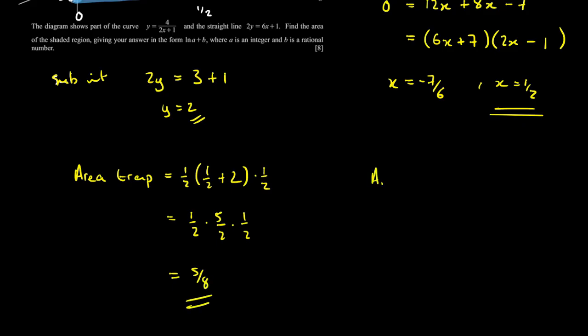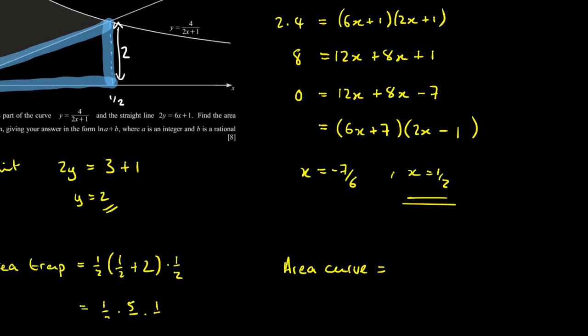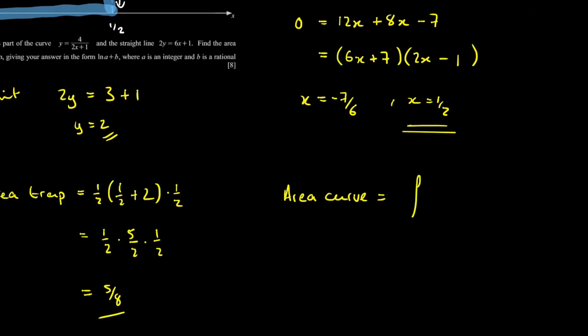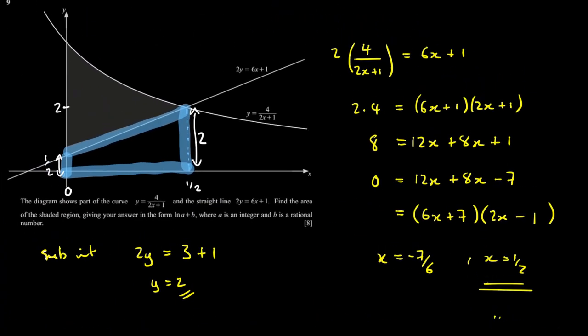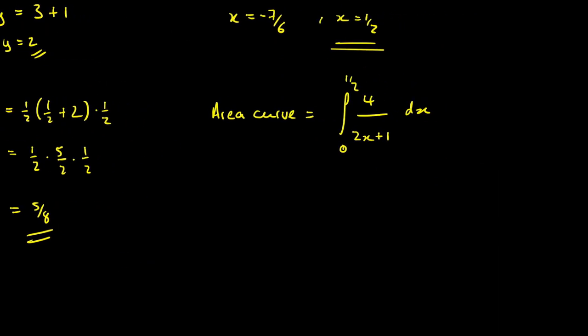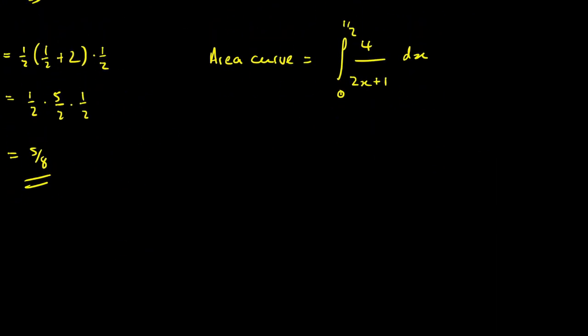So now what we want to do is find the area underneath the curve. That's going to be integrating 4 over 2x plus 1 dx between 0 and a half. Because if we go to the diagram, to find the area underneath that curve, which is going to be that whole great big region there, we're integrating it from here all the way up to there. Now, if we were to integrate this guy, what are we going to get?